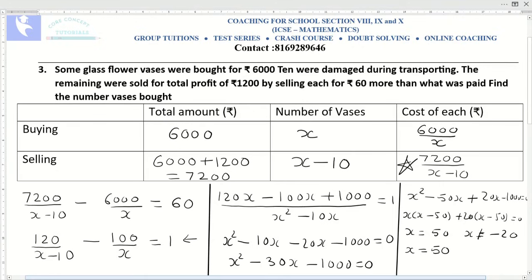So today we have completed 3 types of sums based on profit and loss, selling and buying. I hope you understood my teaching.